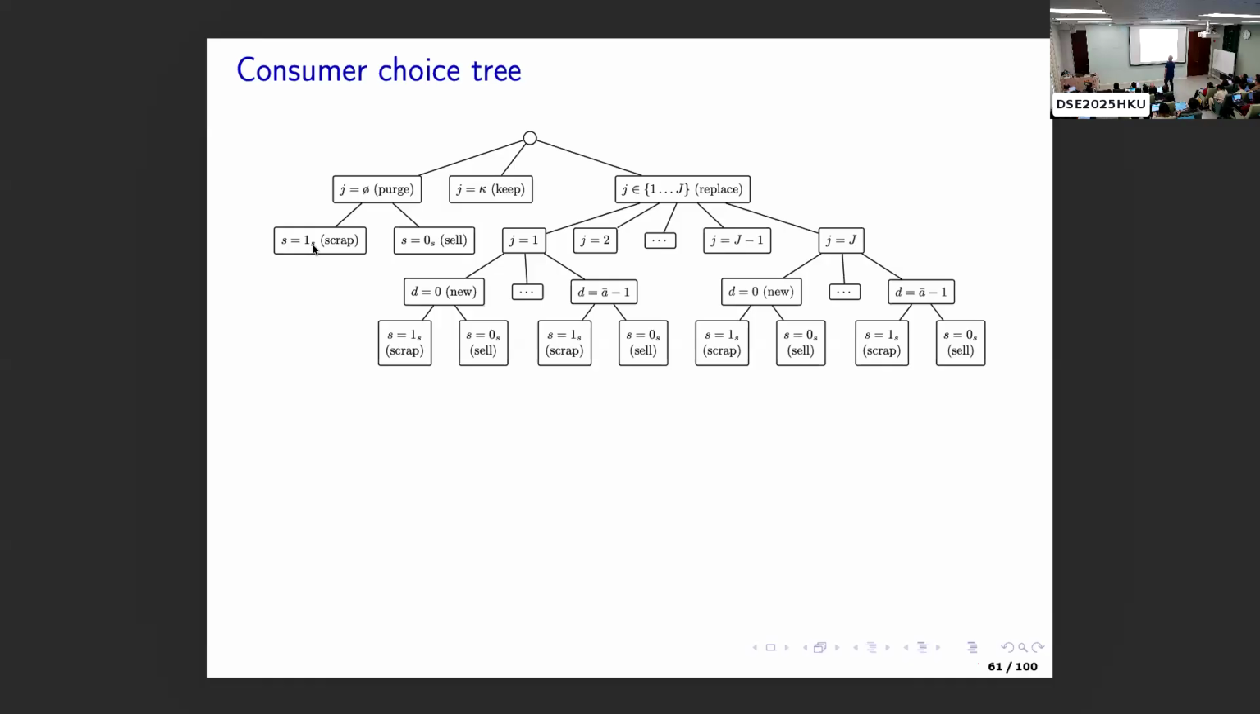And you can also purge, get rid of whatever car you have. In all those situations where you're getting rid of the existing car, except if you're keeping it, you also have the decision whether to scrap it or to sell it on the secondary market. So all these end with a scrap-sell choice. You can see there's already a lot of choices.